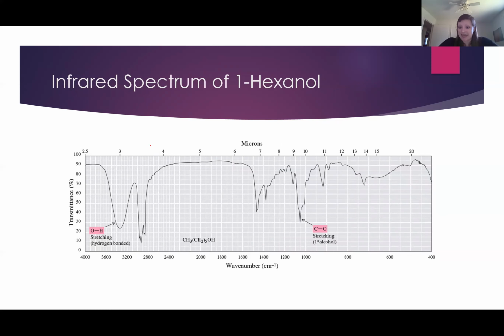Alcohols are very distinct on IR spectra. This peak right here is what we consider very broad. Okay, this here would be a sharp peak, but this is a very broad peak for the OH. The reason for this is because the oxygen-hydrogen bond stretching gets kind of lumped together with that carbon-hydrogen bond stretching and bending that you saw in previous slides.